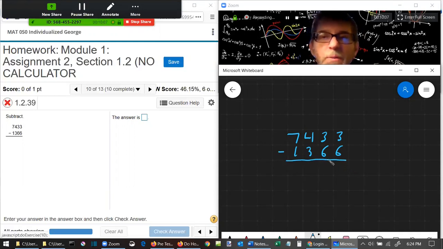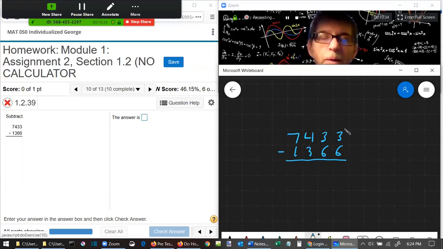Okay, so we're going to start by subtracting the rightmost digits right here. This is the ones digits, the ones column, the tens, the hundreds, the thousands. So we're going to start by subtracting this first and move down to the left. So we have 3 minus 6.